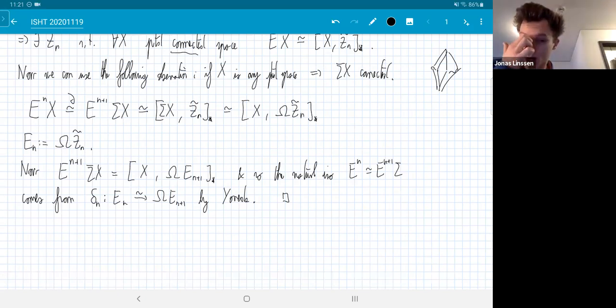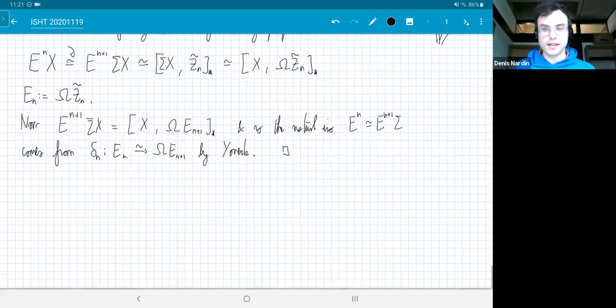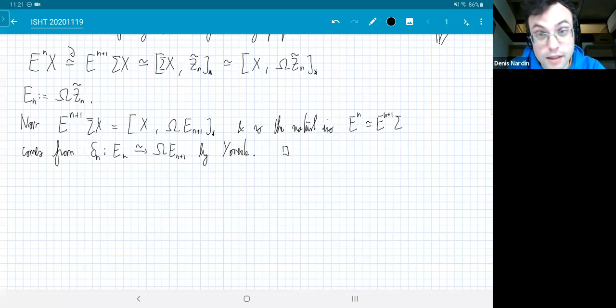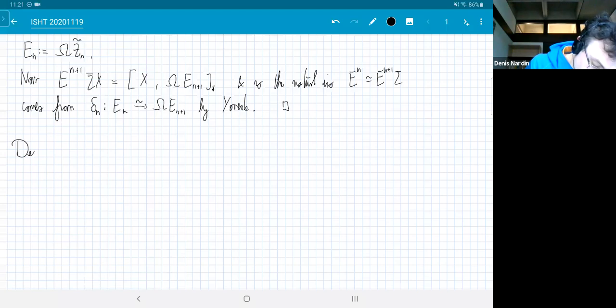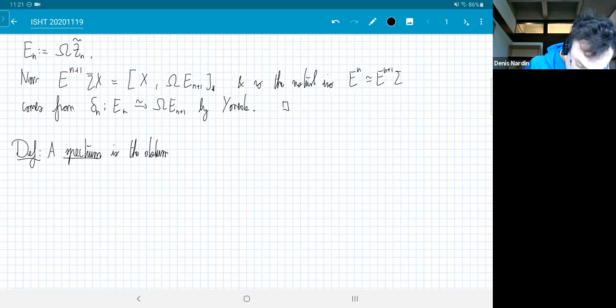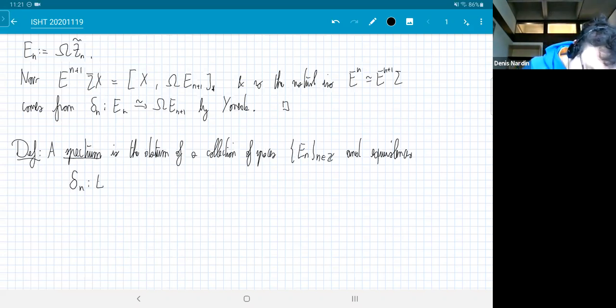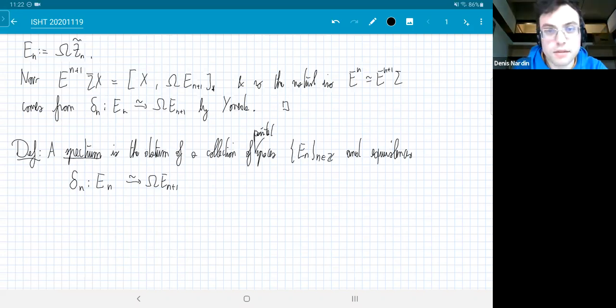Yes, you wanted to say something about getting the abelian group structure. All right, since I have time, I might as well say that. So let me give you a definition first, and then I'll say how you get the group structure. The definition: a spectrum is the datum of a collection of spaces E_n for each integer n, and equivalences delta n from E_n to the loop space of E_{n+1}, pointed spaces. Sorry, that's very important and I was forgetting.